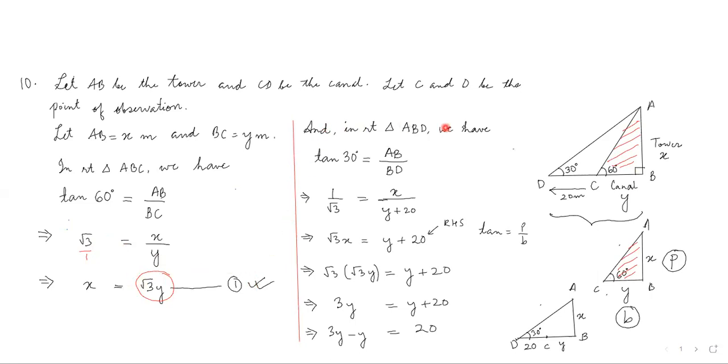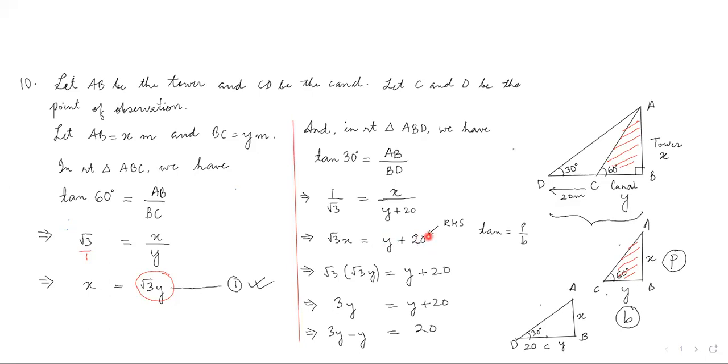In triangle ABD, tan 30 equals AB by BD, where tan 30 is 1 by root 3, AB is x and BD is y plus 20. Cross multiplying, root 3 x equals y plus 20.